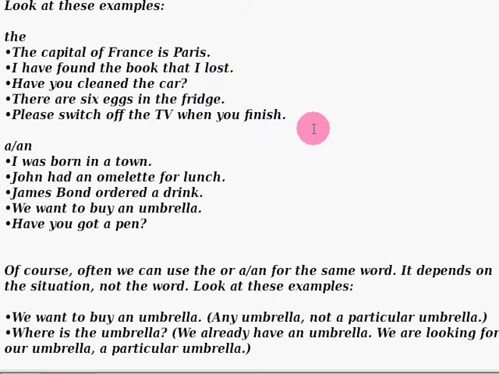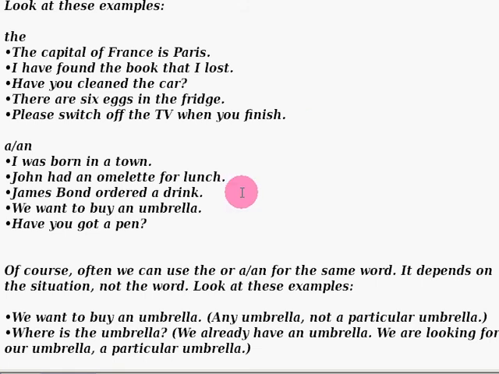Please switch off the TV when you finish. Here we're talking about the TV that the listener was using to watch a certain TV show. Okay, not just any other TV, but the TV that is being used by the listener.